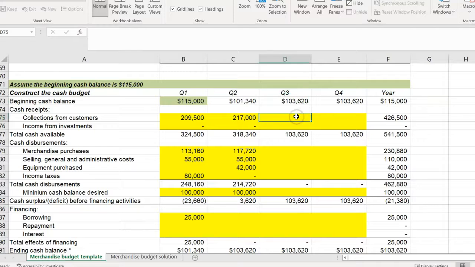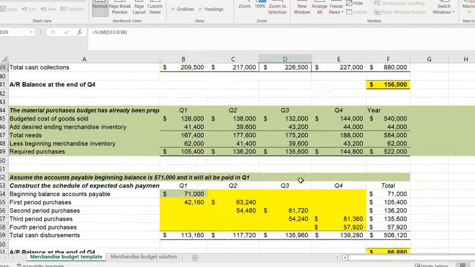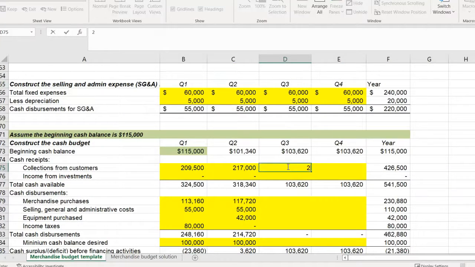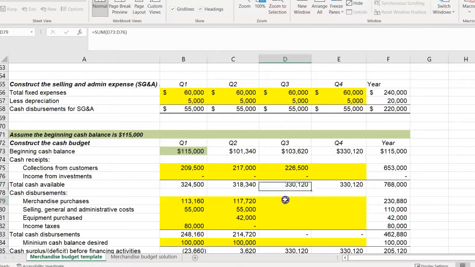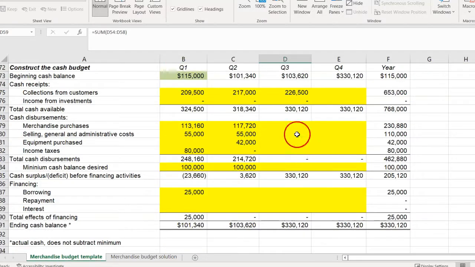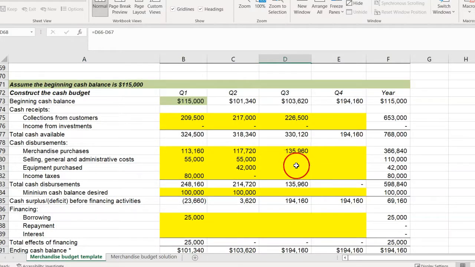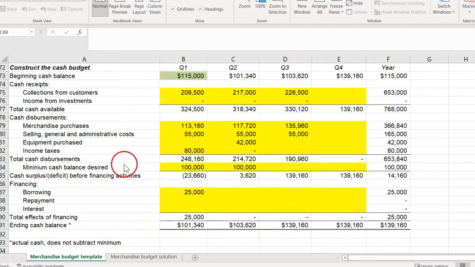For quarter three, cash collection from customers. Let's back up here, $226,500. We already determined we didn't have any other cash inflows. Merchandise purchases for quarter three. So our cash coming out for quarter three, $135,960. Our selling, general, and admin cash coming out. Cash disbursements, that's $55,000. Do we have anything else going on for quarter three?